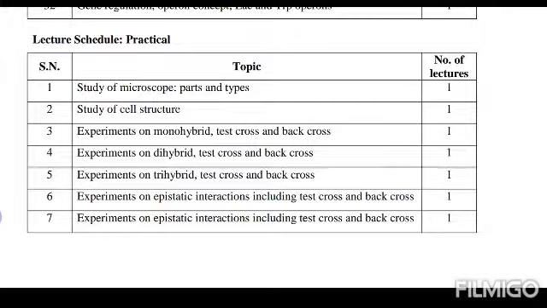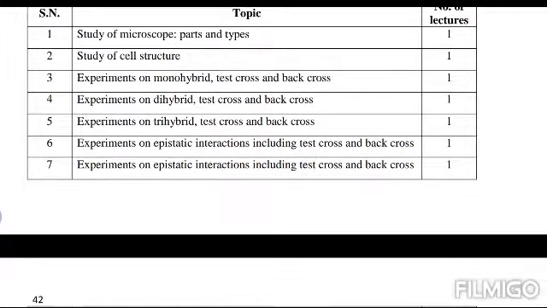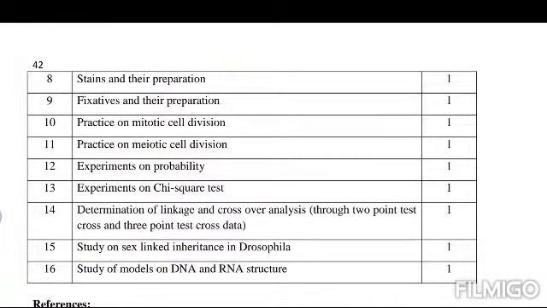structure, experiments on monohybrid test cross and back cross, experiments on dihybrid test cross and back cross, experiments on trihybrid test cross and back cross. Then experiments on epistatic interactions, including test cross and back cross. Then strains and their preparation. This is all related to cytogenetics.